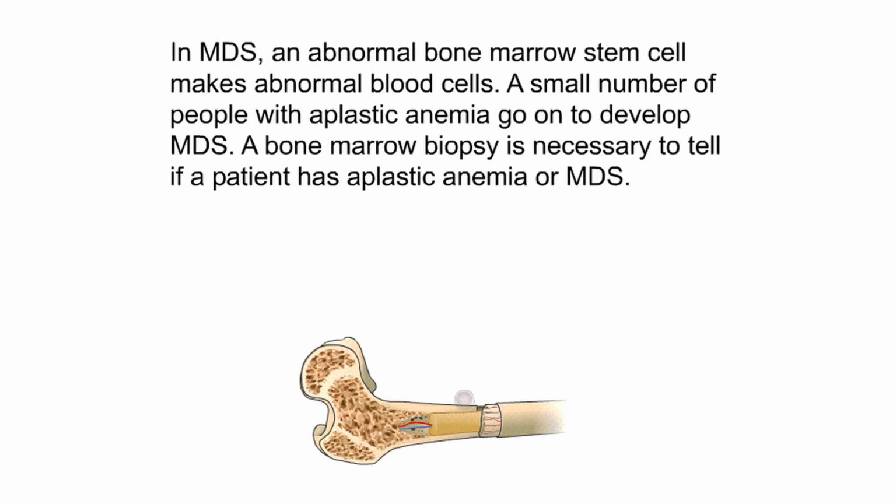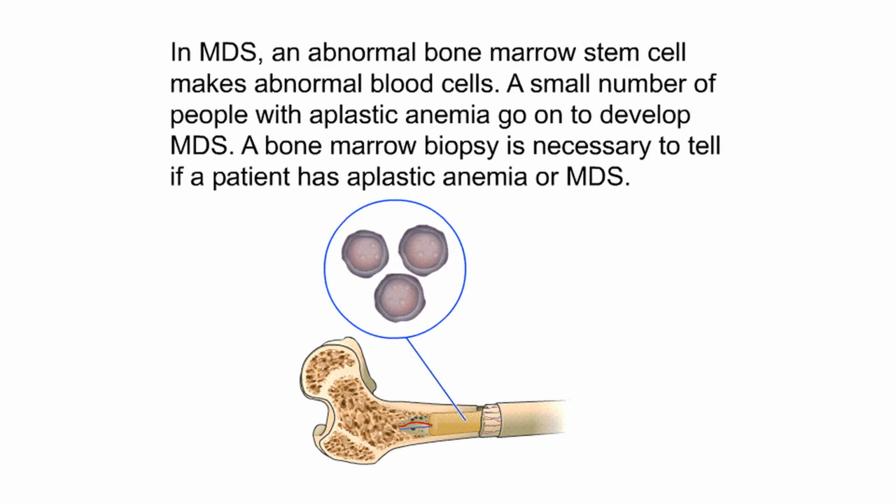In MDS, an abnormal bone marrow stem cell makes abnormal blood cells. A small number of people with aplastic anemia go on to develop MDS. A bone marrow biopsy is necessary to tell if a patient has aplastic anemia or MDS.